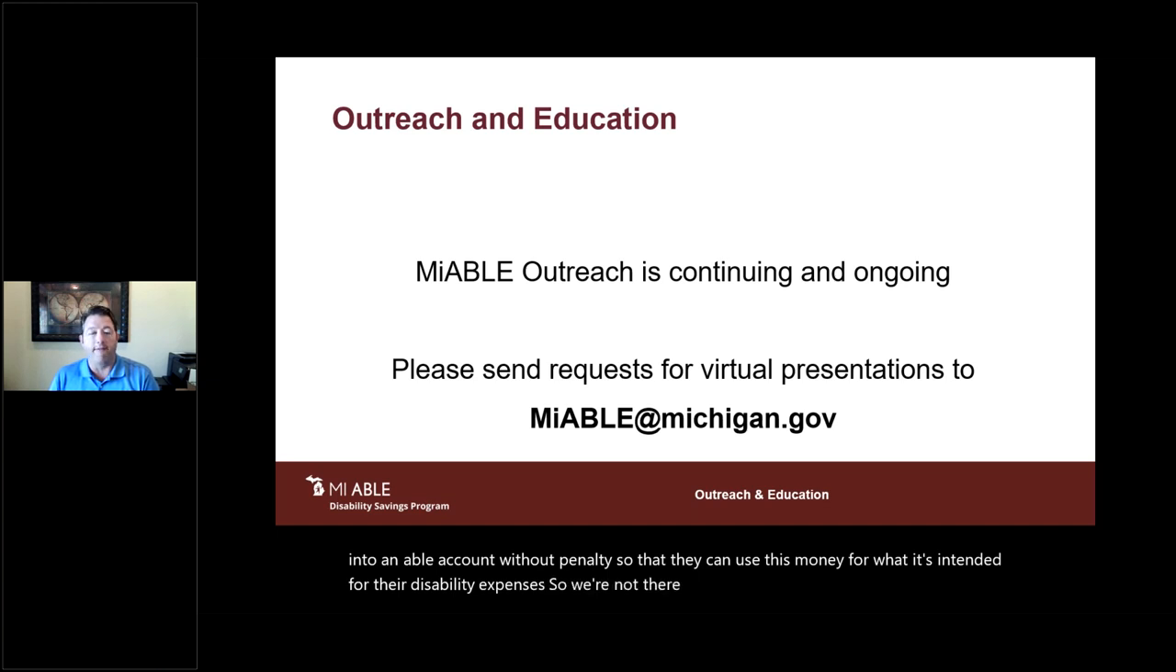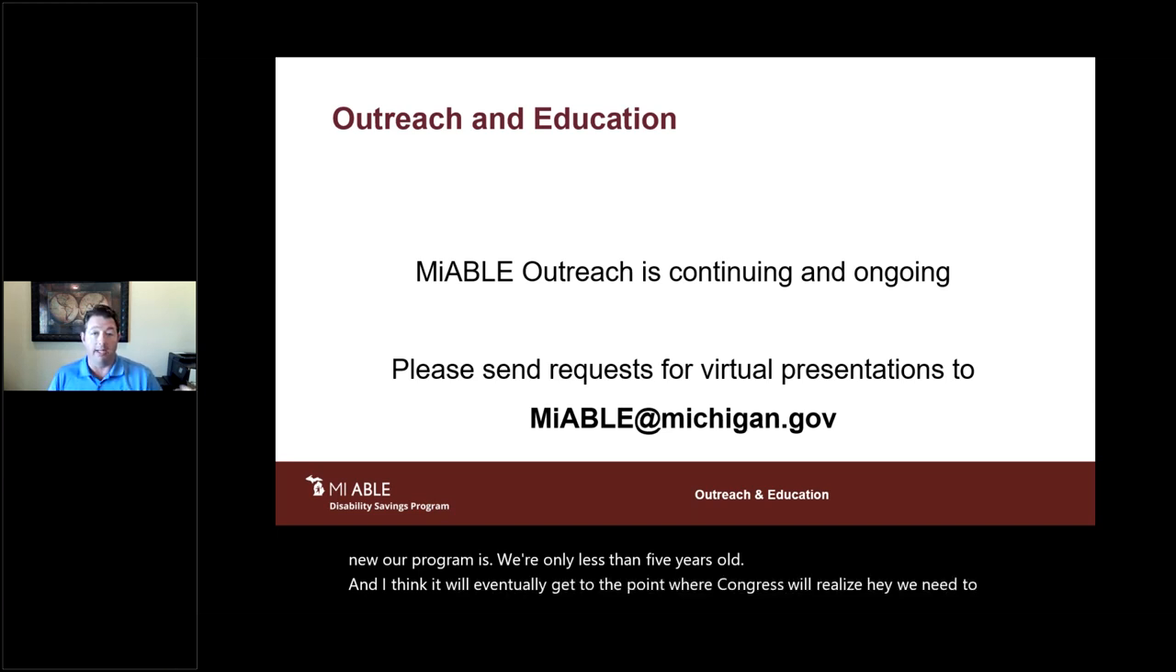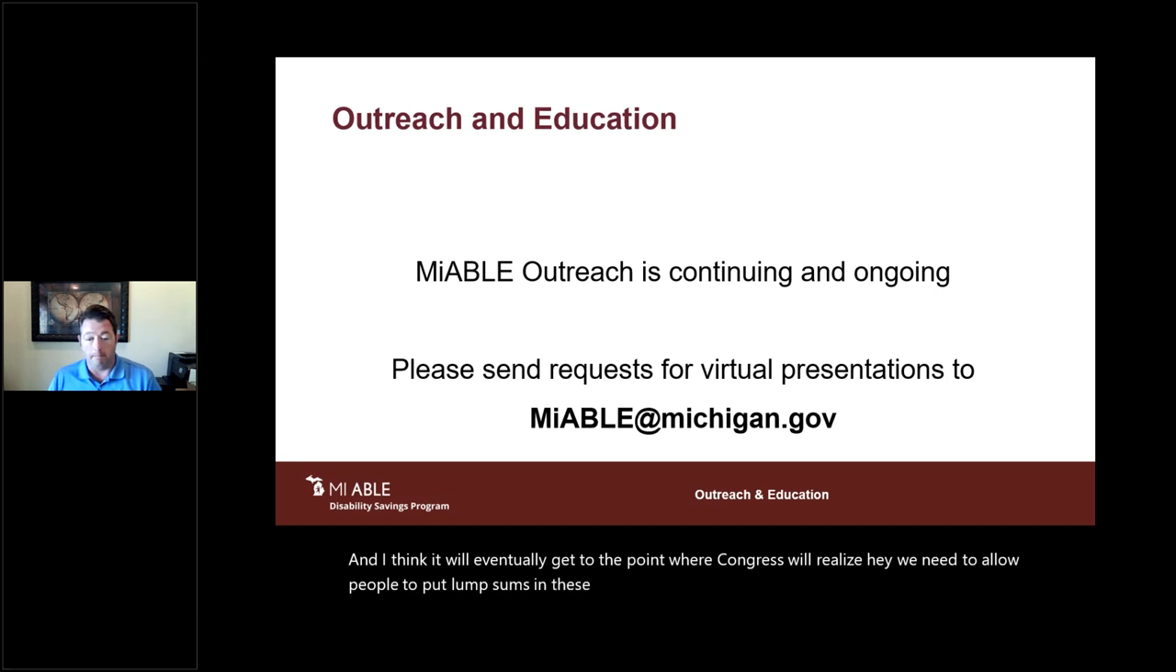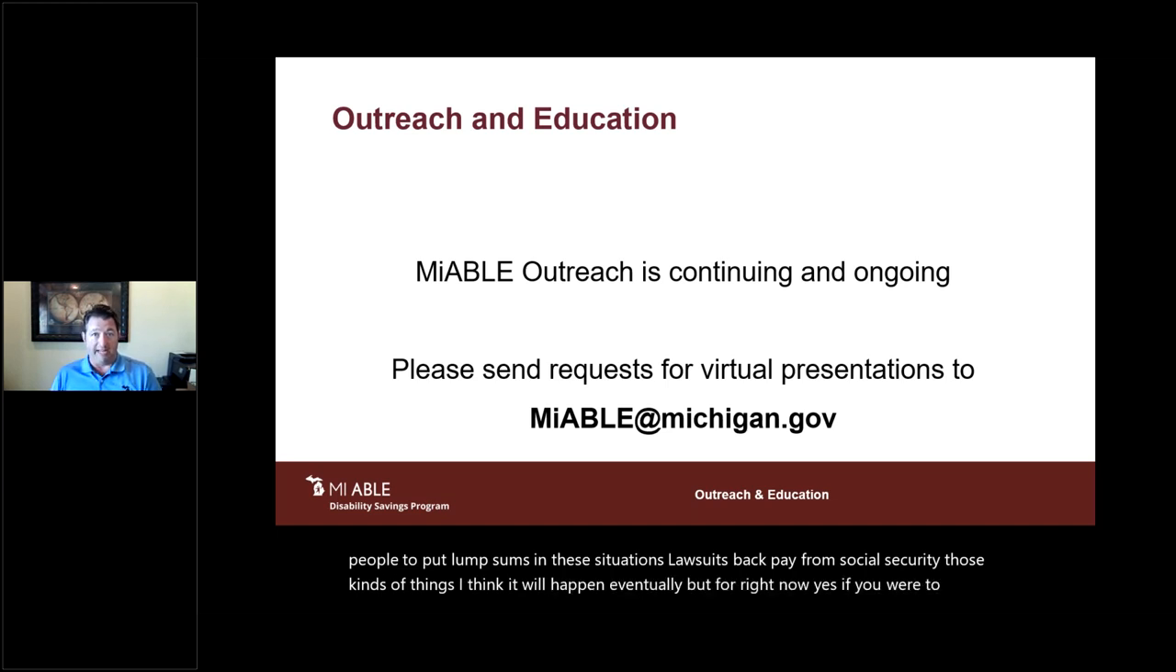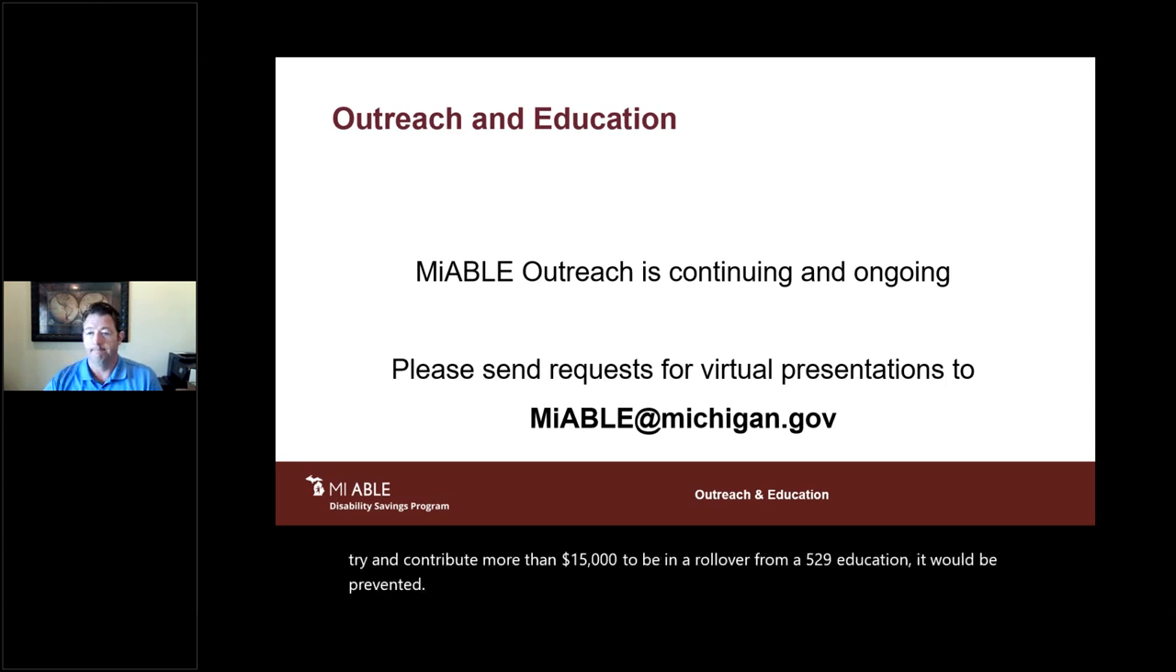Again, it's a function of how new our program is. We're less than 5 years old. And I think it will eventually get to the point where Congress will realize, hey, we need to allow people to put lump sums in these situations, lawsuits, back pay from Social Security, those kinds of things. I think it will happen eventually. But for right now, yes, if you were to try and contribute more than $15,000 in a rollover from a 529 education, it would be prevented. Really long answer, sorry.